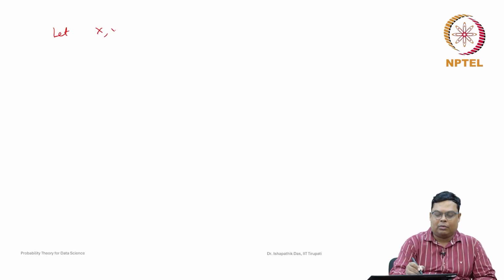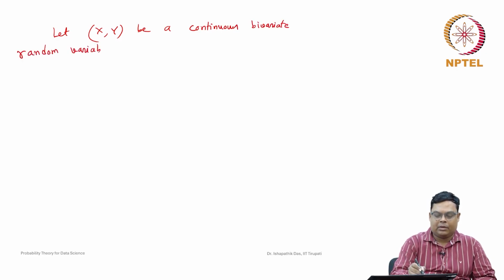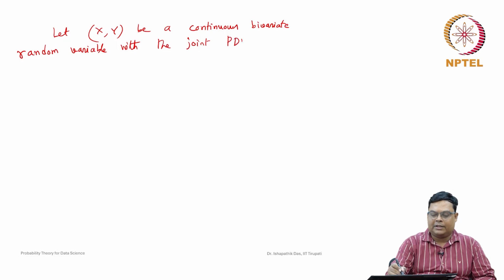Let X, Y be a continuous bivariate random variable with the joint probability density function f_XY(x,y). Suppose this is given. Now, how can we find the marginal?